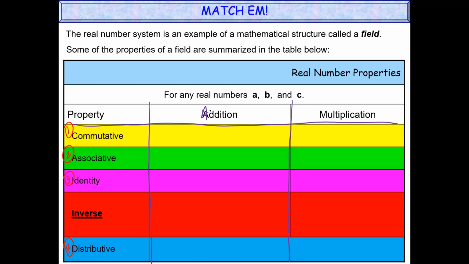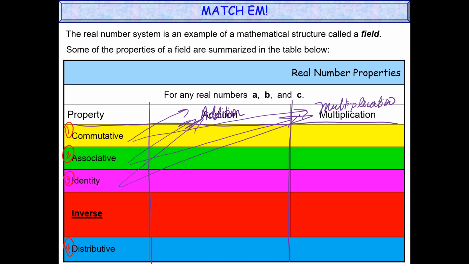Make sure you write the word addition and write the word multiplication. So we're going to go over the commutative property of addition, commutative property of multiplication, associative property of addition, associative property of multiplication, identity property of addition, identity property of multiplication.